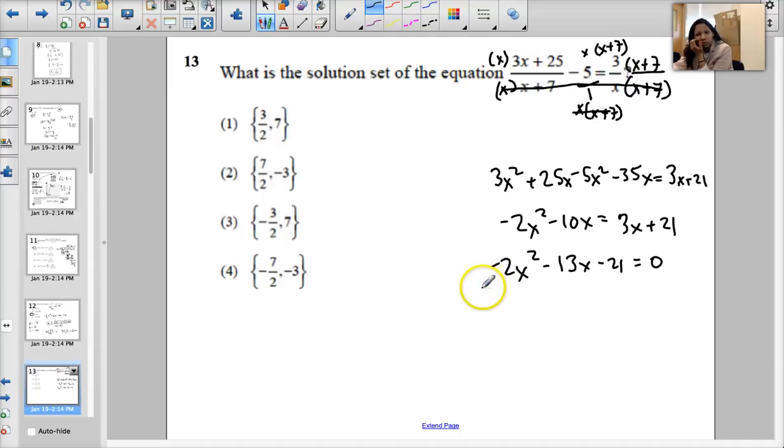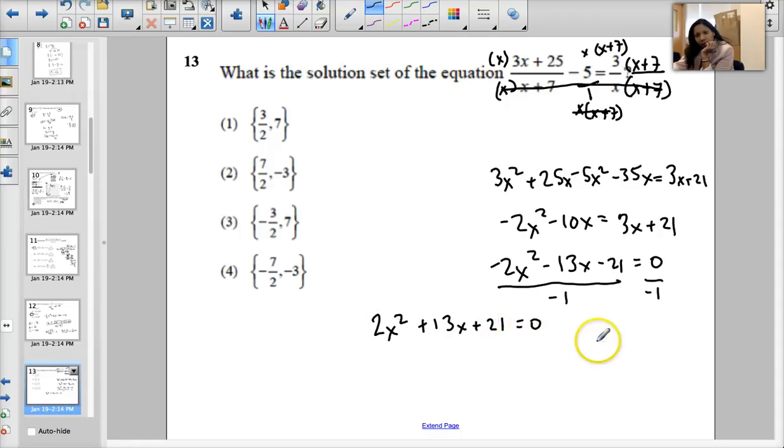Yeah, AC method is a little crazy, but why don't we try the AC method? So I see negative, negative, negative, so the most common sense thing I could do right now is divide everything by negative 1. That allows me to flip the signs, so I get 2x squared plus 13x plus 21 is equal to 0. I want to multiply 21 times 2. That gives me 42. And I'm looking for two numbers that multiply to give me 42 and add to give me 13. So 7 and 6.